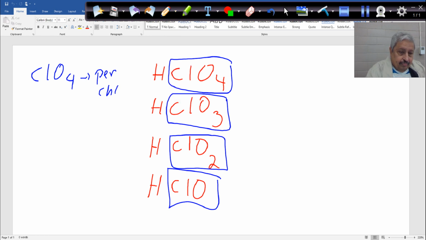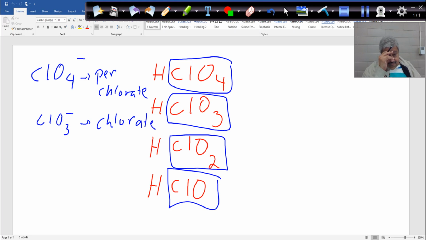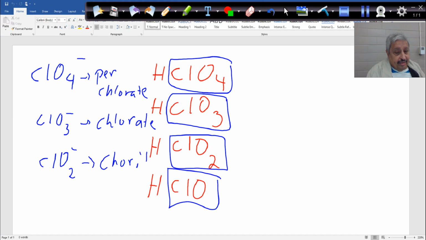Per, and this one here, one negative. All of those are one negative. This one here is called chlorate. And this one here is called chlorite. ITE. This is ATE, ATE, this ITE. That's the anion itself. Now, if this is ClO, it will be one negative.